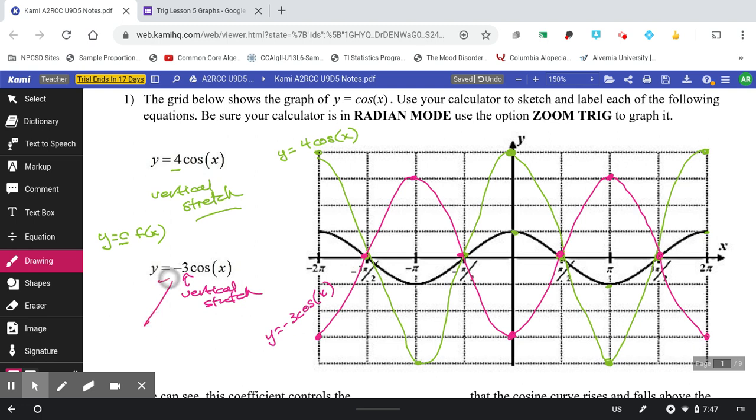But what did that negative do? Same thing when you put a negative in front of f of x, right? It flips it upside down. Okay, so it reflects it over the x-axis. So notice that the negative cosine starts down below the x-axis, and then it goes in an upward direction first instead of starting above the x-axis and going down.